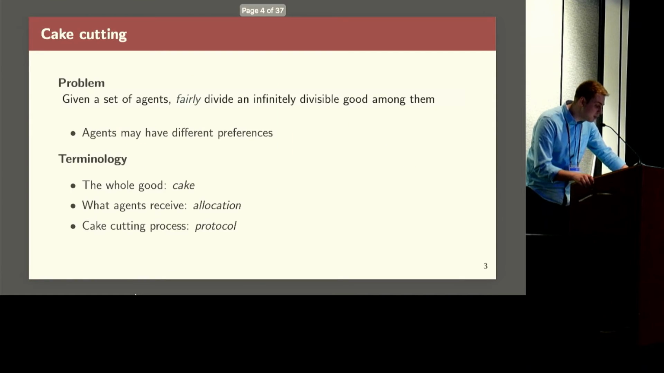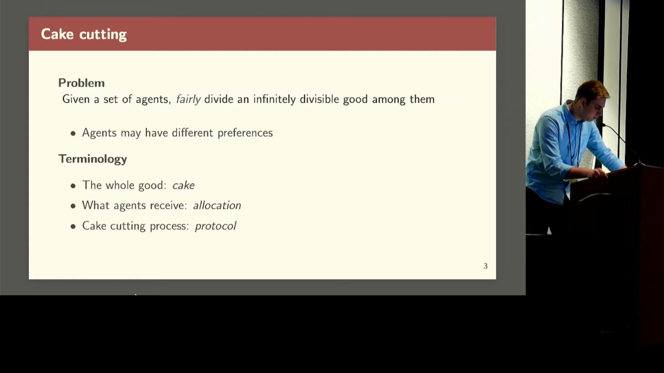So this is actually an instance of an economic problem called fair division, and specifically cake cutting. Stated, given a set of agents, we'd like to fairly divide an infinitely divisible good between them. Now, this is pretty simple to do most of the time if all the agents have the same preferences. However, we relax that assumption and allow them to have different preferences, which makes this problem much more interesting and challenging.